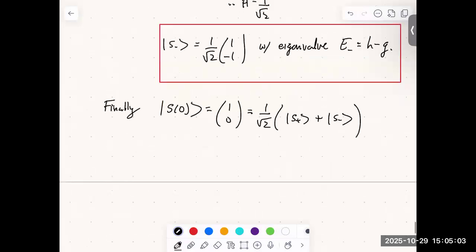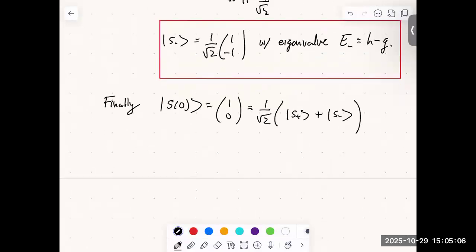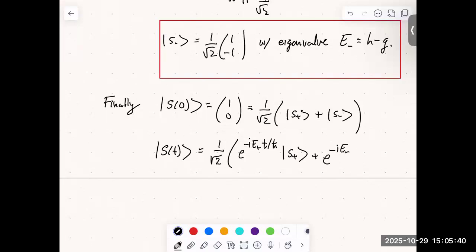Okay, now we don't have to do anything new to find the time evolution of this state. It's all of that separation of variables stuff that we did. It is equal to 1 over root 2 times a factor of e to the minus i E plus t over h bar times S plus, plus e to the minus i E minus t over h bar times S minus.